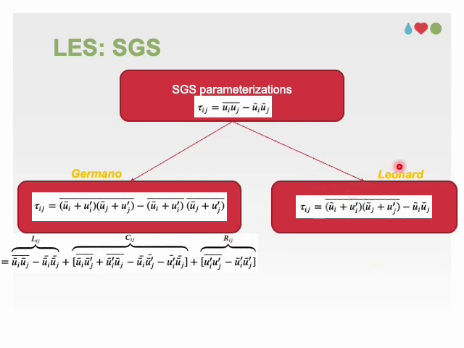In the Leonard model, an additional term is added in the momentum equation that is proportional to the resolved strain rate tensor. This model is relatively simple and computationally efficient and can resolve important features of turbulent flows. However, it is less accurate than the Germano model.